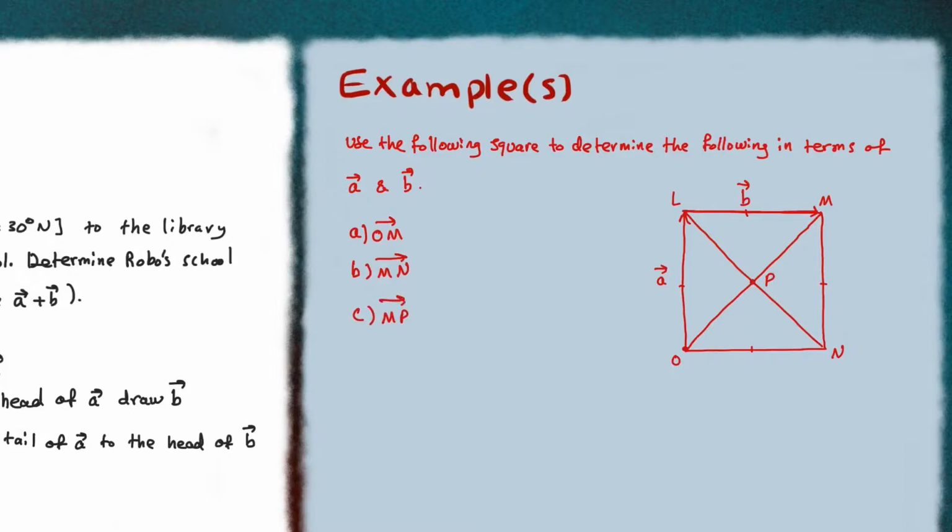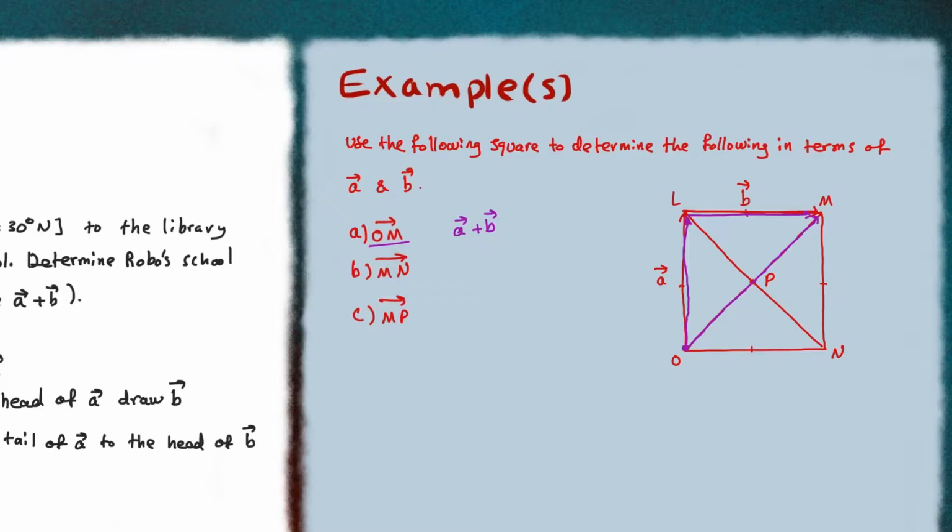For the first example, we want to get vector OM. So we start at O and we're going to try to see how we can get to M. We first have to travel to L, which is vector A, and then we have to go from L to M, which is vector B. So OM is simply the addition of vector A plus vector B.